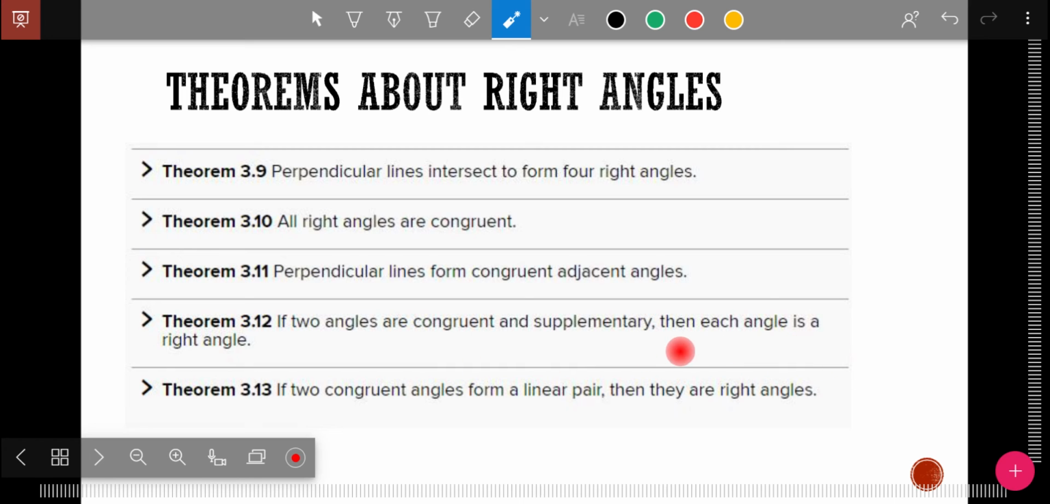If two angles are congruent and supplementary, then each angle is 90. This one is new, but that should make logical sense to you. If two angles are the same and they add up to 180, then each one has to be 90, because the only way to make two angles make 180 is if they're both 90.